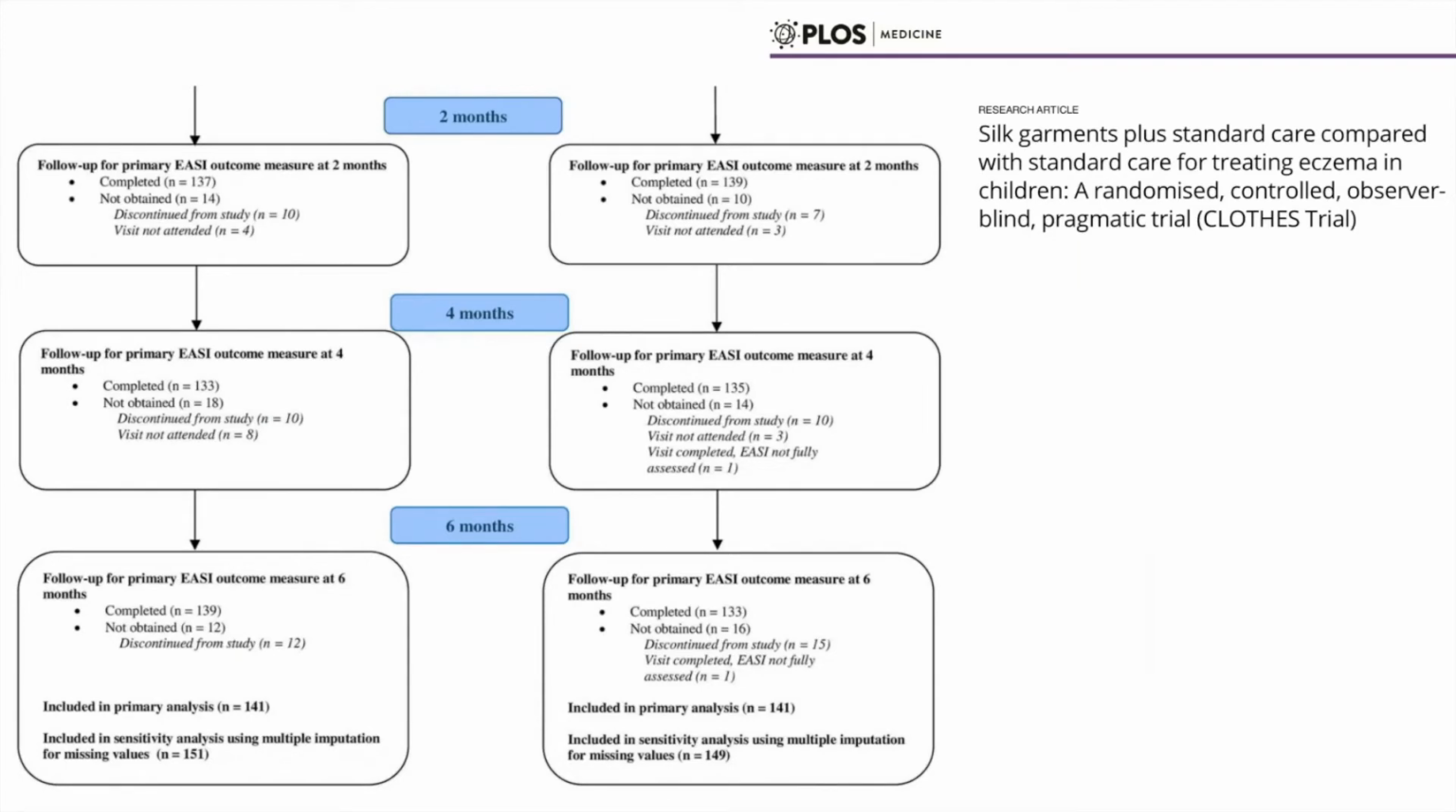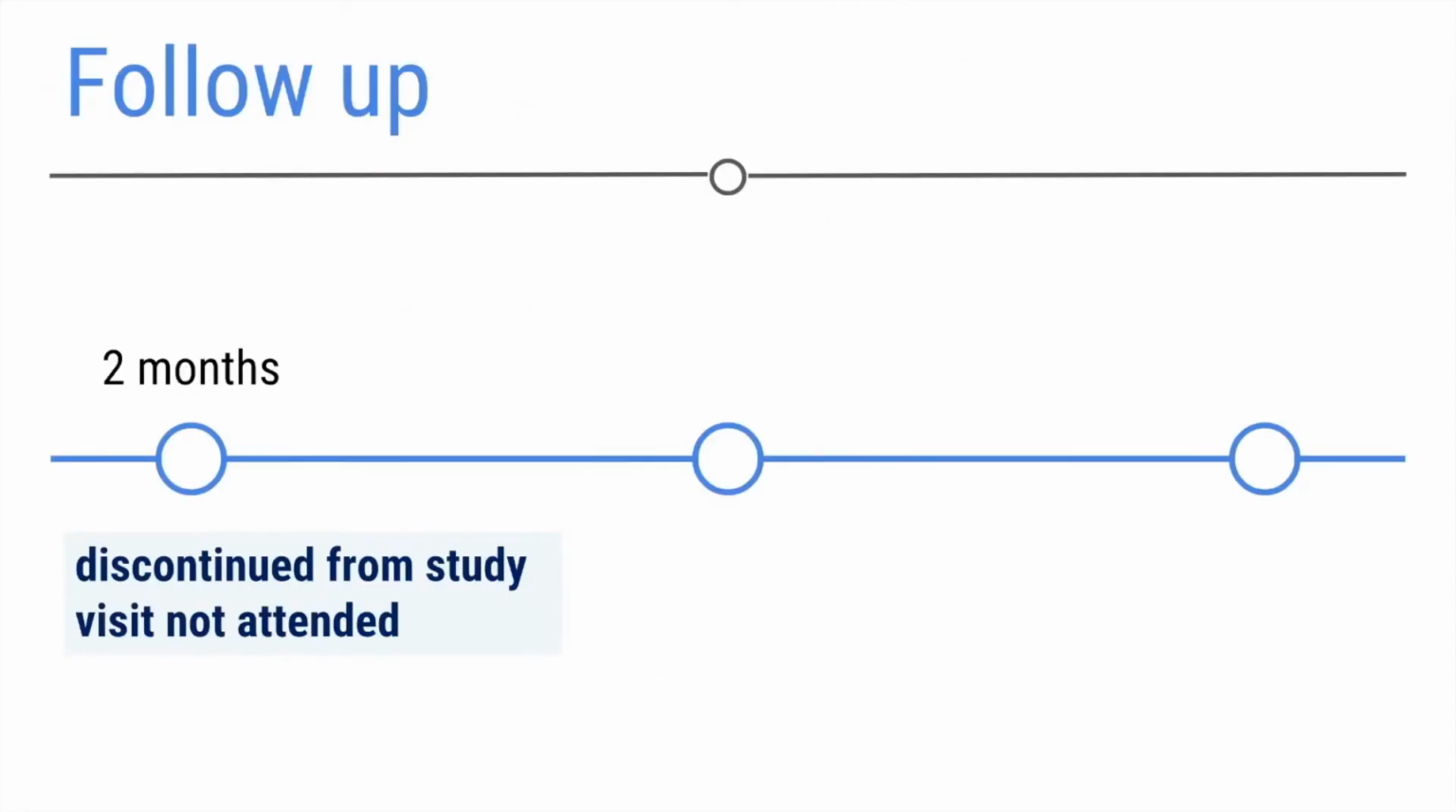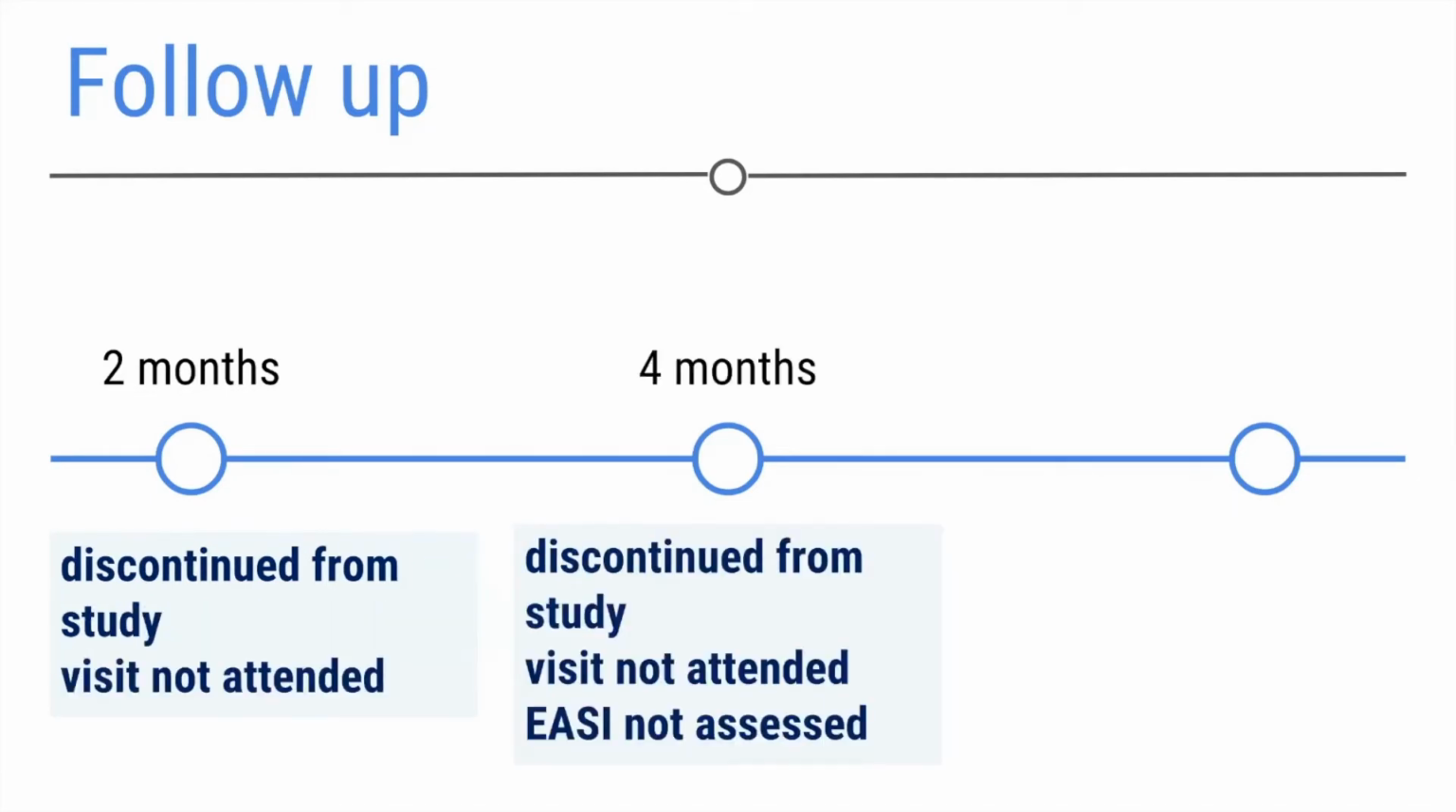So, follow-up. The follow-up is split into 3 time points: 2 months, 4 months, and 6 months. Notice that adherence is not detailed in this flowchart. For this information, we need to look at the main text. At 2 months, the rates are similar across treatment groups, with 10 in the standard of care group discontinuing compared to 7 in the treatment group, and 4 that did not attend the follow-up visit in the standard of care group compared to 3 in the treatment group.